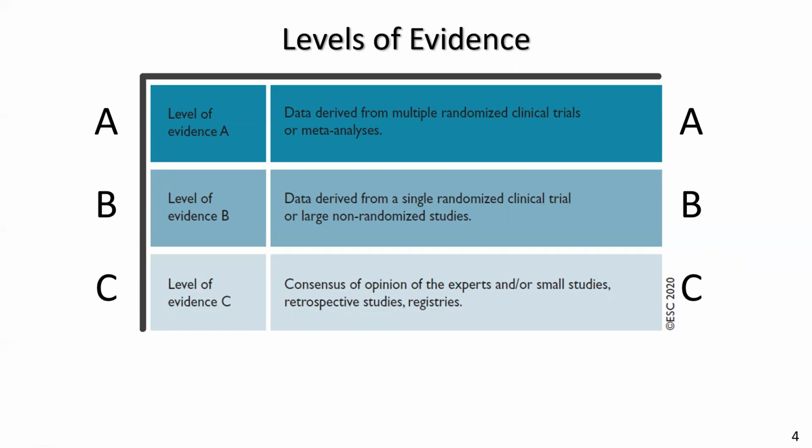The level B evidence is where data is derived from a single randomized clinical trial, so there's no other evidence independently backing that up, or large non-randomized studies such as observational studies, but they need to be large. And then level C evidence is really relying on the consensus of opinion of experts, or there might be small studies that are sort of pointing towards an evidence base for this, but really needs the randomized clinical trials.